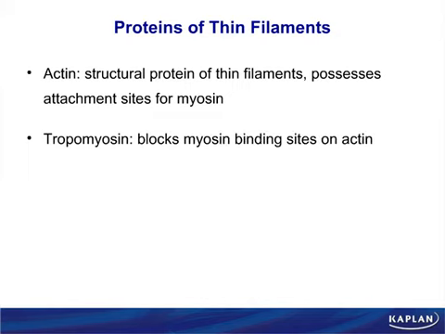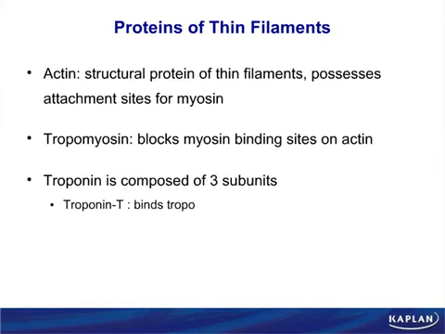Tropomyosin is also a protein. It blocks myosin binding sites on actin, so it will prevent the interaction of actin and myosin. The next protein is troponin. And technically, troponin is composed of three different subunits.